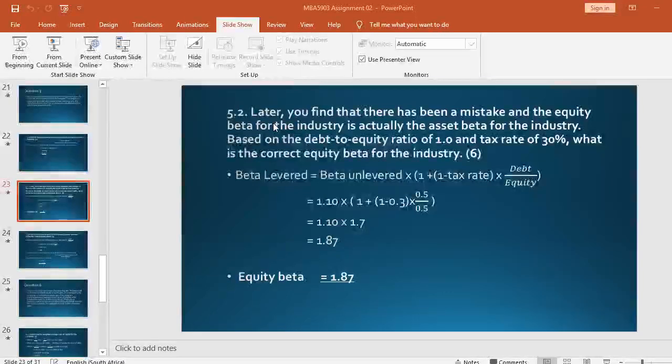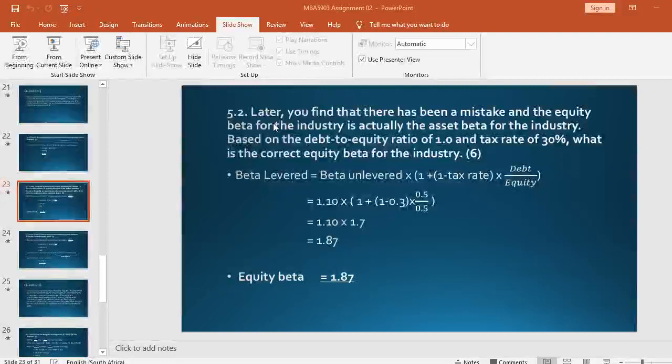So now that you are given the asset beta, which is 1.10, they are asking, can you calculate the correct equity beta? Right? So now what you are going to use, I hope these guys will, but I'll still explain, is that the equity beta equals beta levered. I want you to write that in your notes. Equity beta.